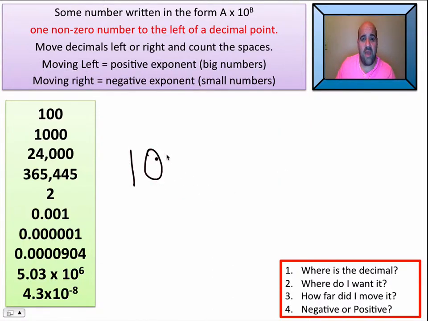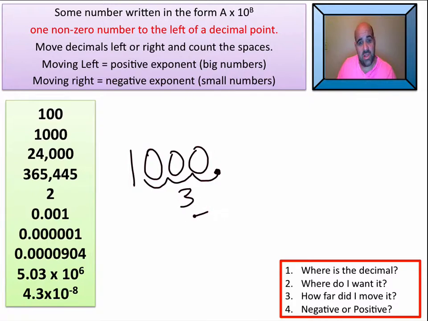And we have the number 1000. And the first question is, where is the decimal point? Well, the decimal point's right here. We don't write it in, but it's there. Where do I want it? I want one number to the left of it, and I don't want that number to be a 0. So I have to move this over 1, 2, 3 places to the left.